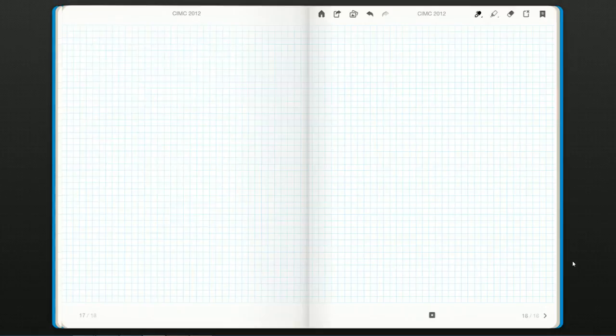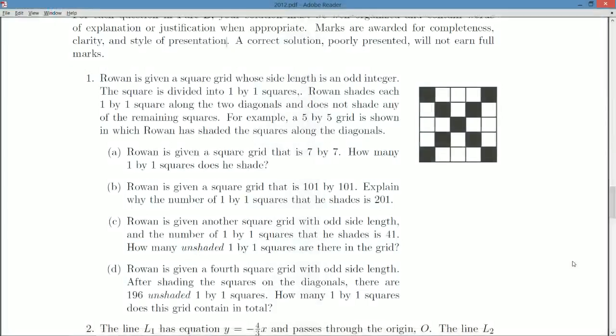So, for the next part, let's take a look at question 1, part C. Rowan is given another square grid with odd side length. Again, they're mentioning odd numbers, so I'm thinking things of the form 2k plus 1. That might come in handy later. And the number of 1 by 1 squares he shades is 41. How many unshaded 1 by 1 squares are there in the grid?